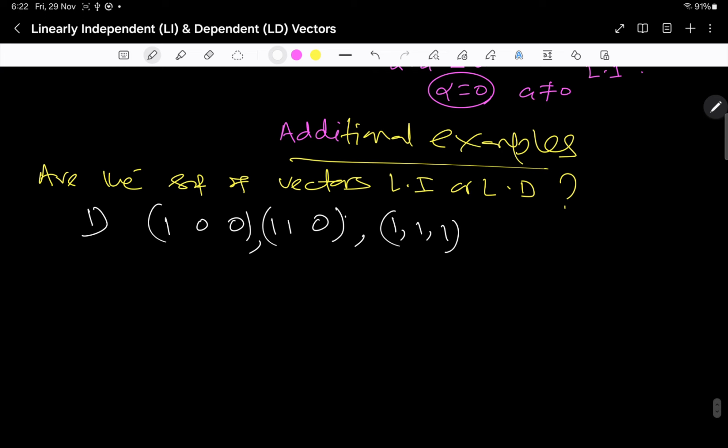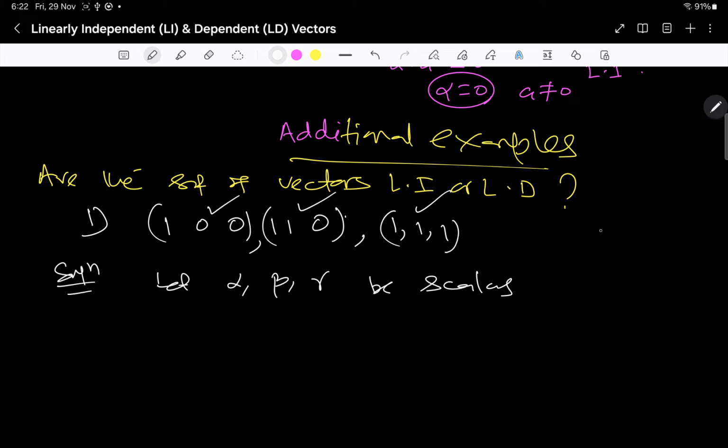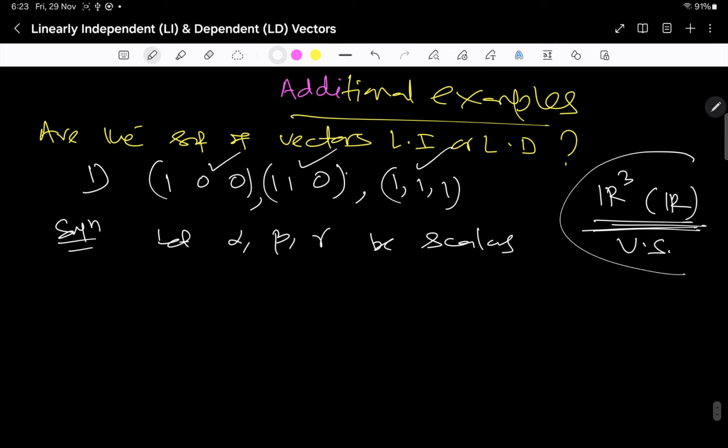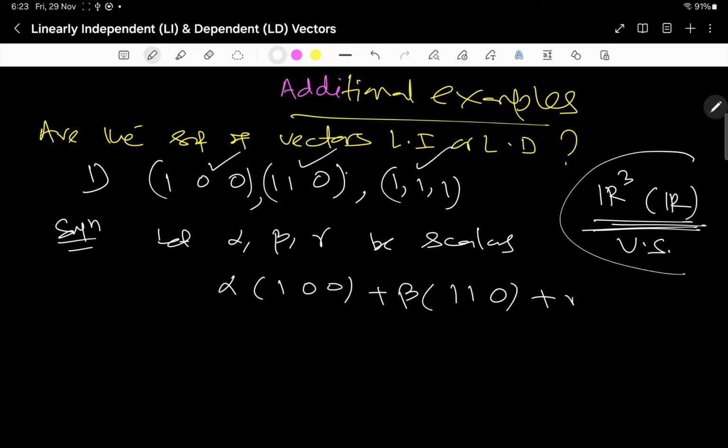Let alpha, beta, gamma be scalars, because here we are taking 3-tuples, which means it is a set of vectors in R^3 and the scalars are from R. While you learn vector space, this knowledge will be helpful to you. But if we don't think of the vector space, and ordinarily vectors are given and we are just testing, then let alpha, beta, gamma be scalars. Then alpha times (1, 0, 0) plus beta times (1, 1, 0) plus gamma times (1, 1, 1) is (0, 0, 0).